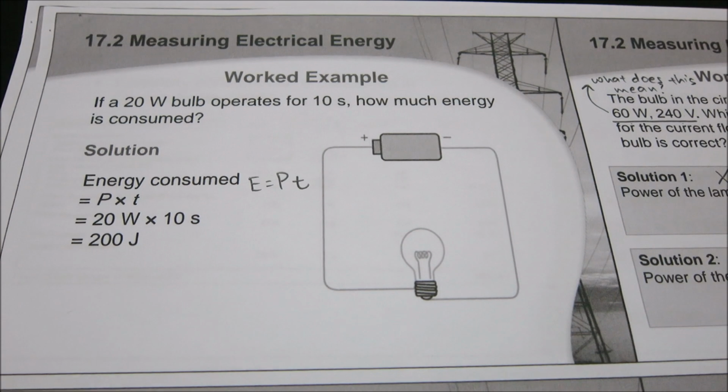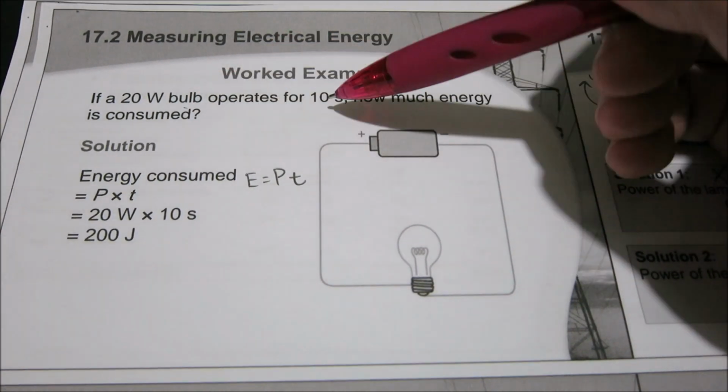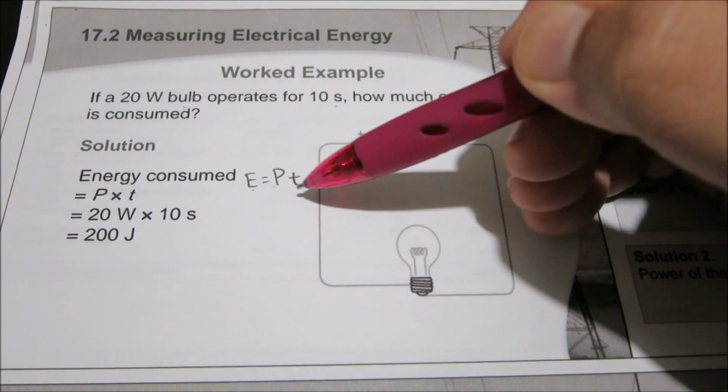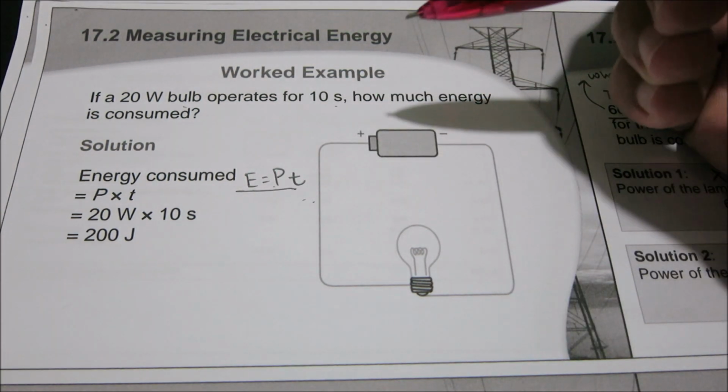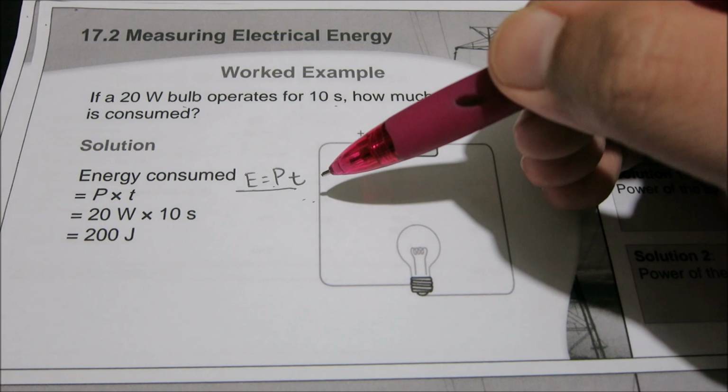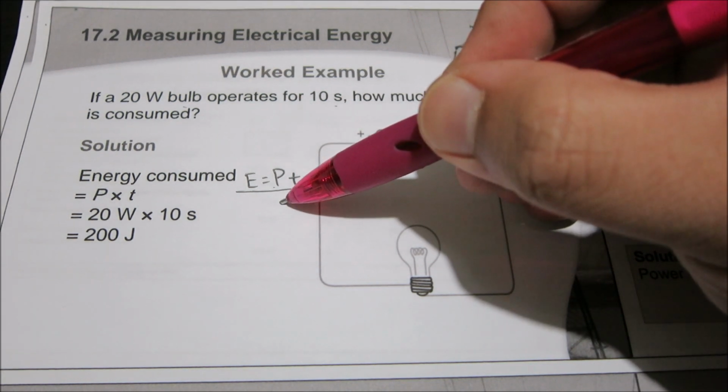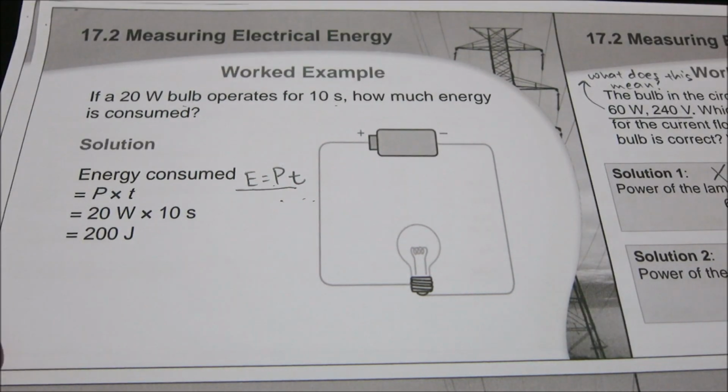Alright, just a simple calculation. A 20 watt bulb for 10 seconds is just using your energy equals power times time. This has very little to do with electrical energy. You can solve this from your understanding of work, energy and power, the chapter on work, energy and power.